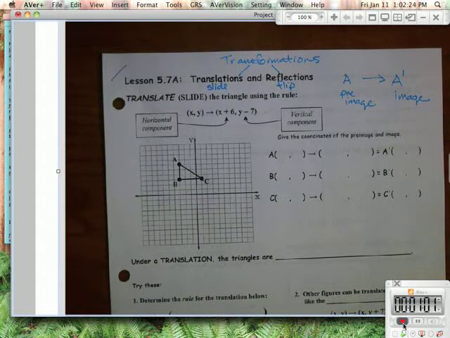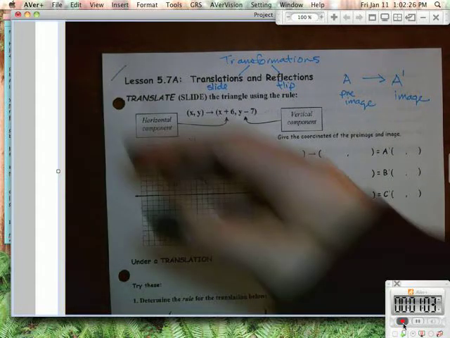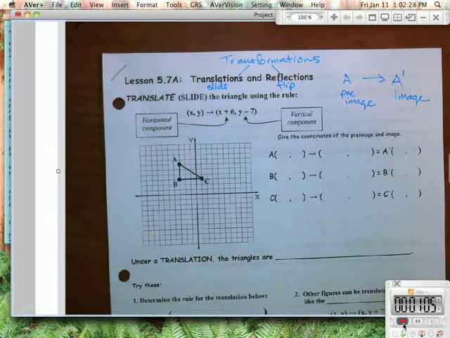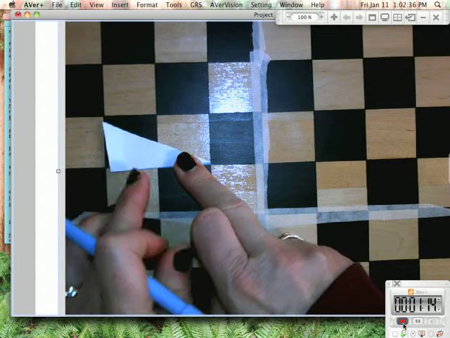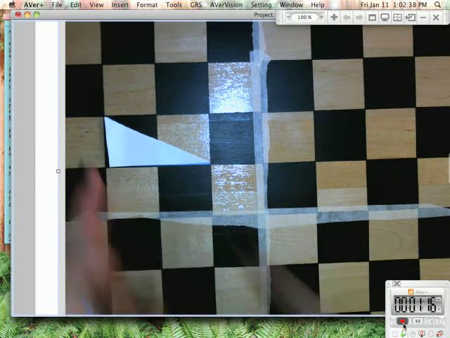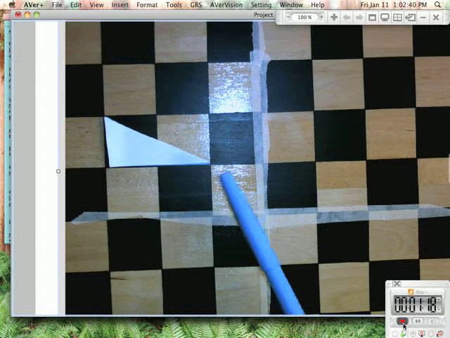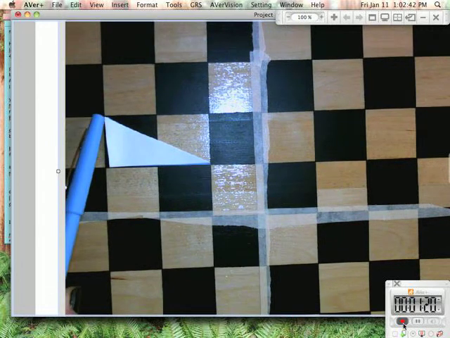So I went and got this little thing. This is my coordinate plane. Here's my shape. This shape is sitting on the coordinate plane. So I can see there's a point here, and a point here.